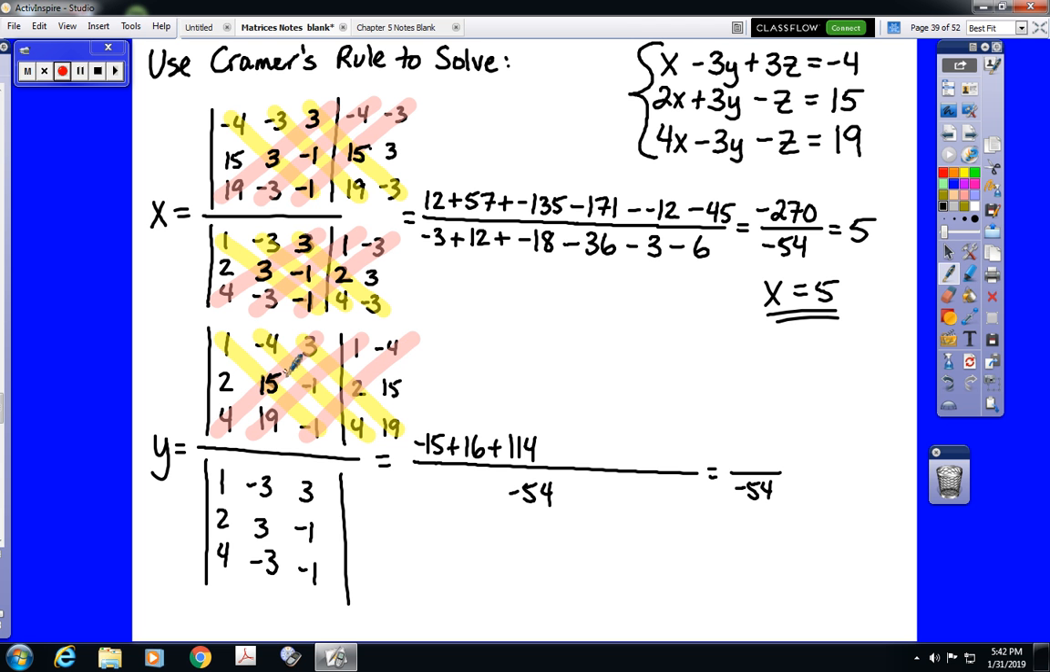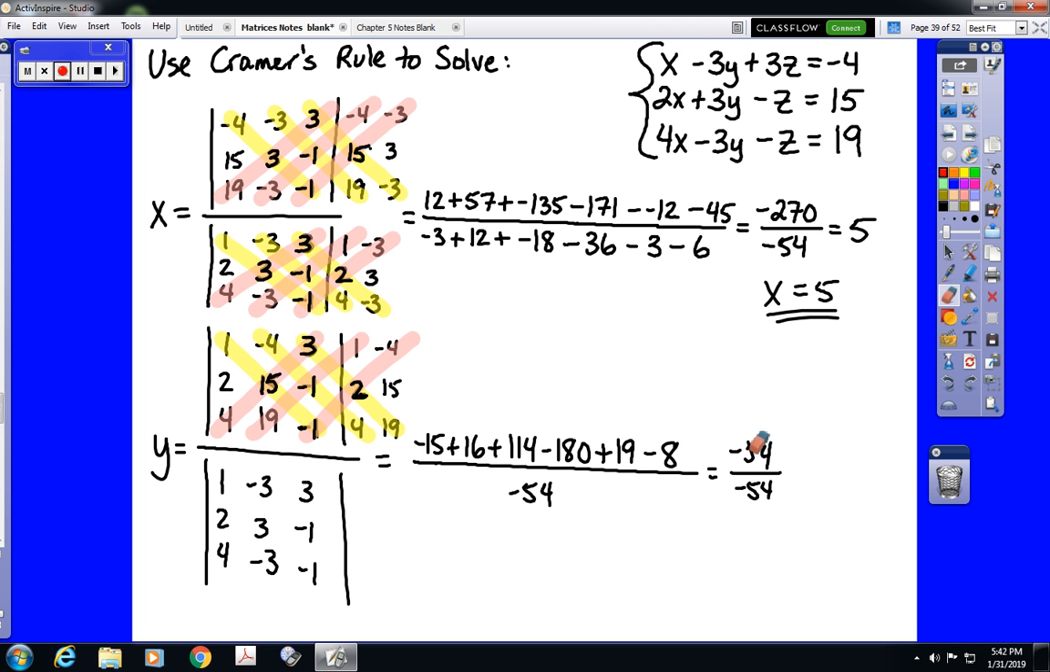And again, I'm just going to clean it up a little bit so we can make sure we can read those numbers. Okay, so that's 4 times 15 times 3, so minus 180. 19 times negative 1 times 1 would be minus negative 19, which becomes plus 19. Negative 1 times 2 times negative 4 would be minus 8. So negative 15 plus 16 plus 114 minus 180 plus 19 minus 8 is negative 54.